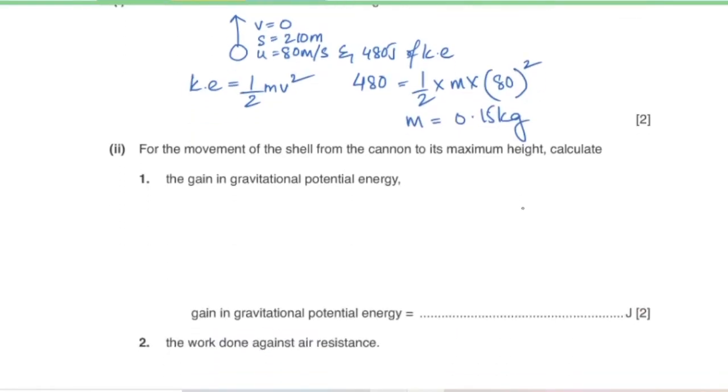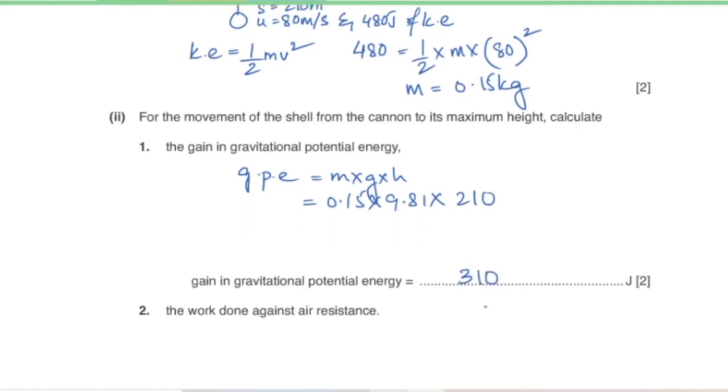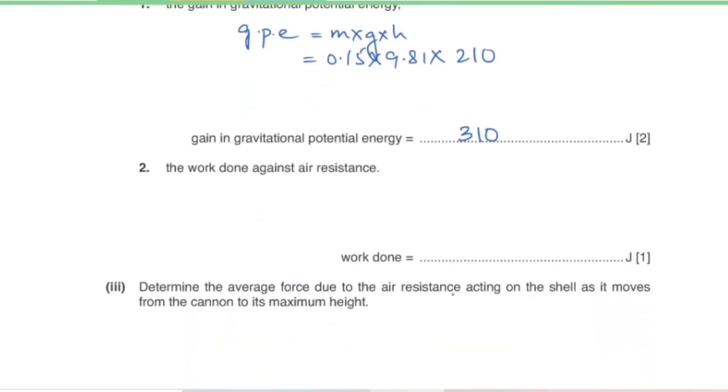Part 2, for the movement of the shell from the cannon to its maximum height, calculate the gain in gravitational potential energy. So gravitational potential energy is equal to mass into g into height, where the mass of the shell is 0.15, g is 9.81, and the maximum height it covers is 210 meters, and the gain in gravitational potential energy is 310 joules. The work done against air resistance.